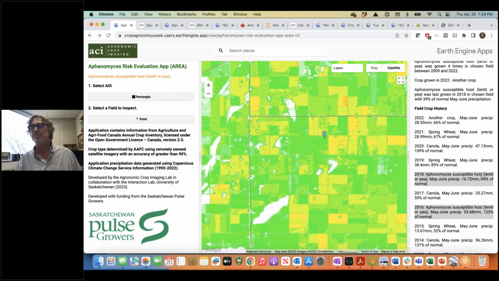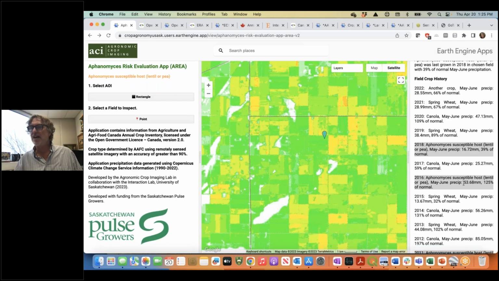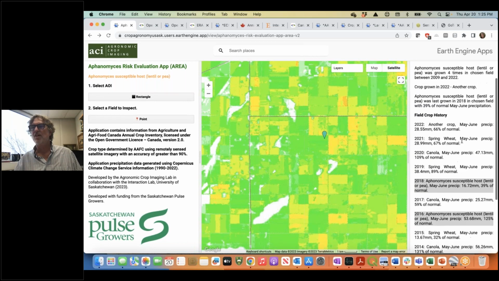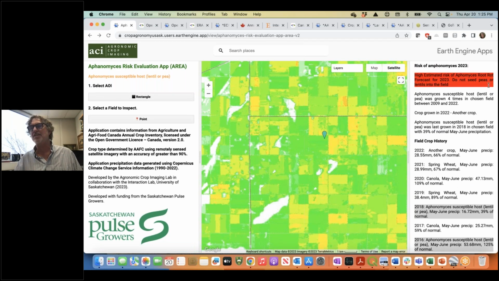But we can see that the precipitation was quite dry in May and June in that year, so there may not have been a lot of Aphanomyces. We can't say for sure, but the risk would have been lower. However, in 2016, it was slightly above normal moisture. There was a good gap there. And then they had kind of normal to below normal precipitation. So although this is a high, I would say this is kind of on the low end of high risk for these. Let's look at another field to see how this can change.